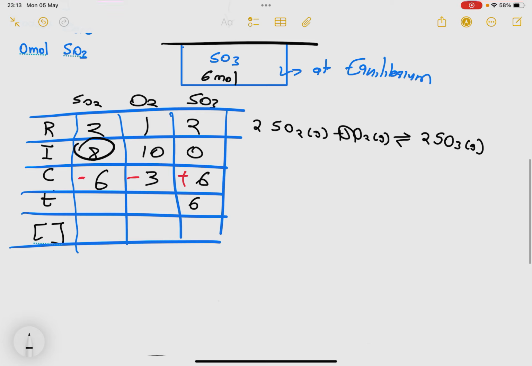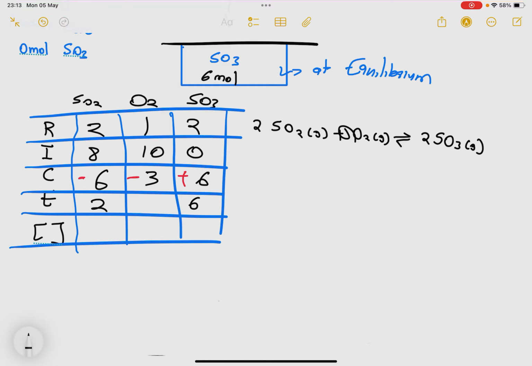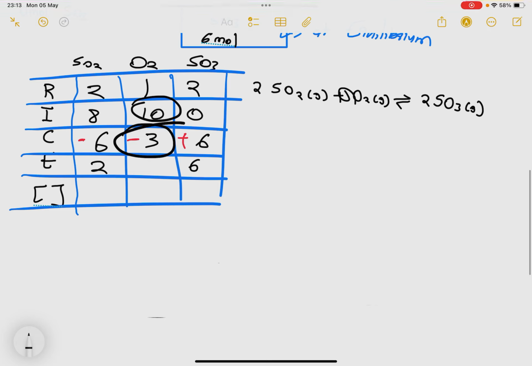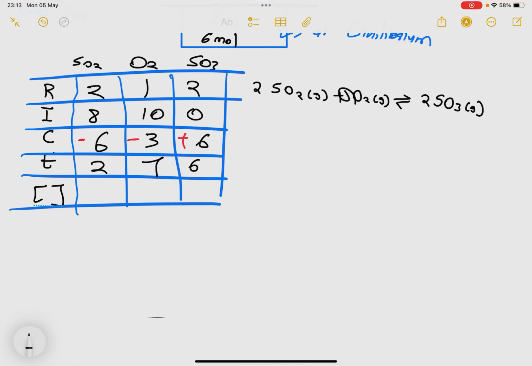So what is 8 minus 6? 8 minus 6 is 2. What is 10 minus 3? 10 minus 3 is going to be 7.